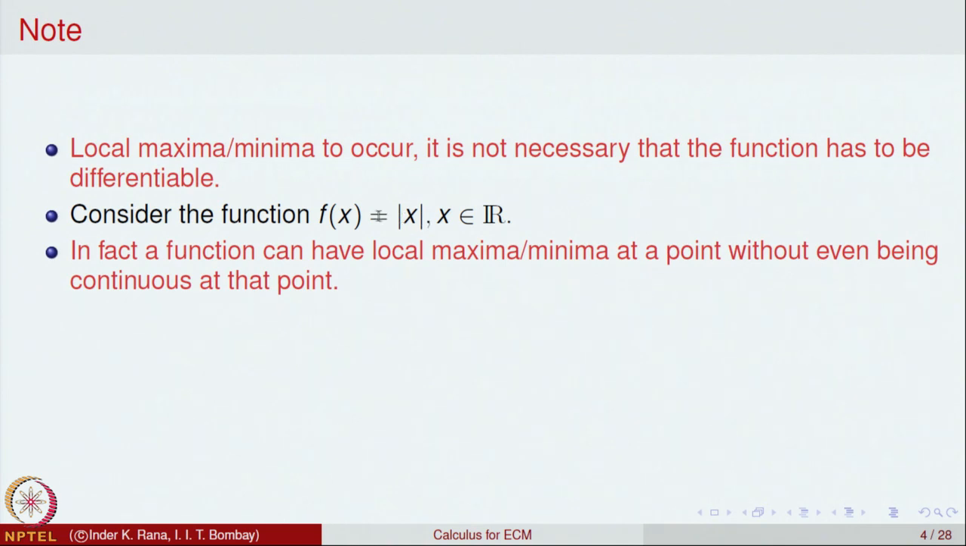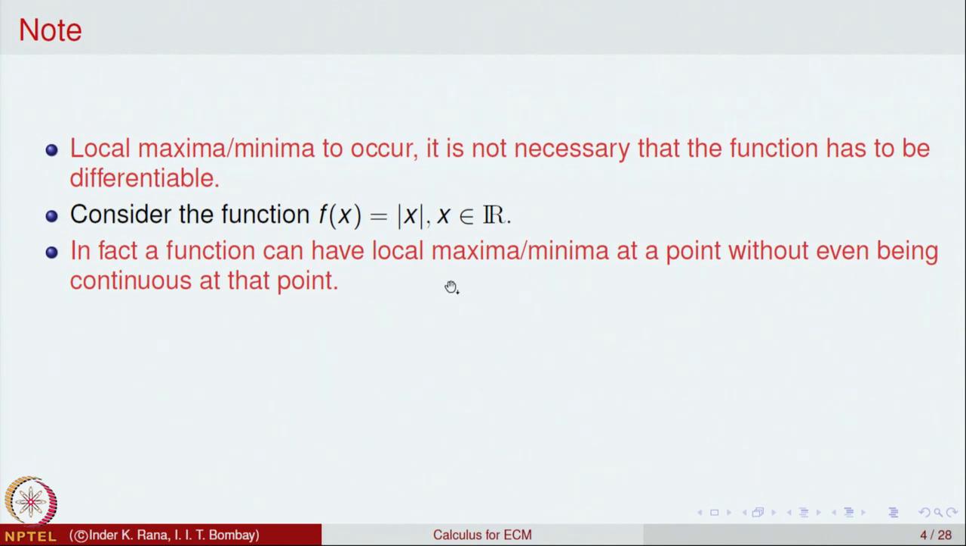On the left of this point x equal to 0, the function is minus x, so the derivative is minus 1. So, the left derivative at the point 0 is minus 1, and the right derivative at the point x equal to 0, if you are coming from the right side, the function is x and the derivative is 1. So, the function is not differentiable at the point 0, but still it has a local minimum at the point x equal to 0.